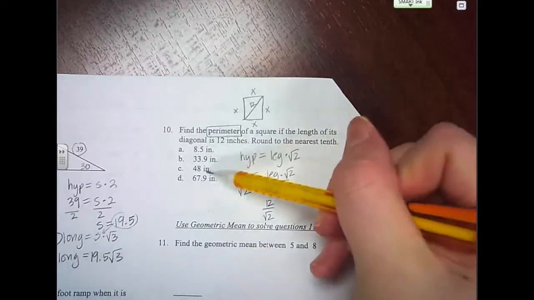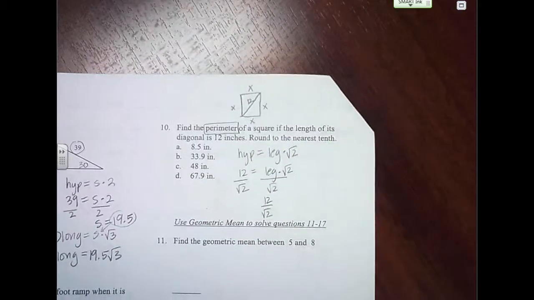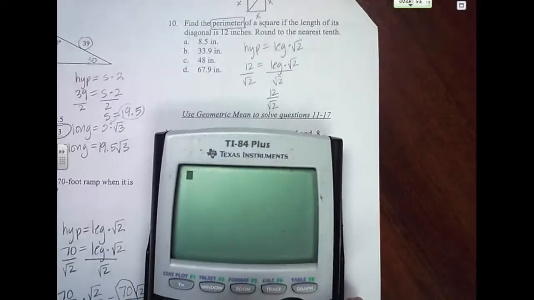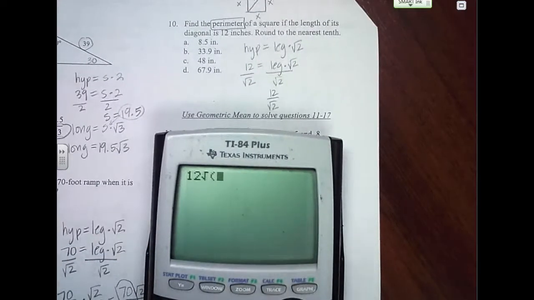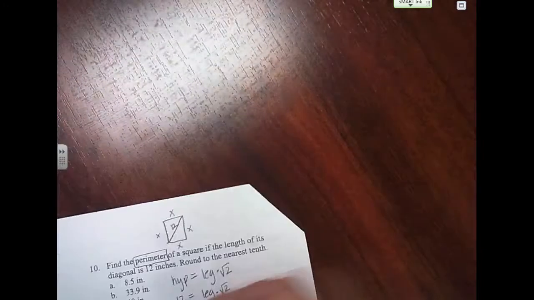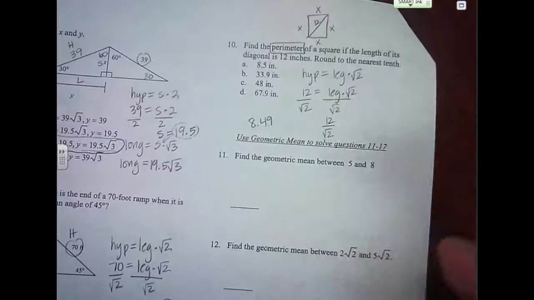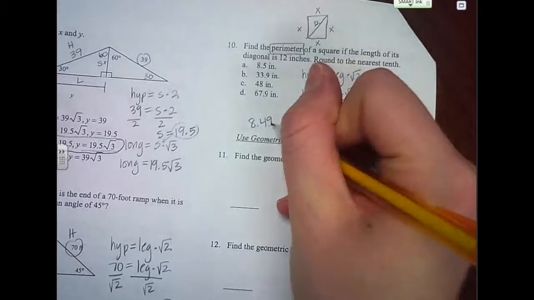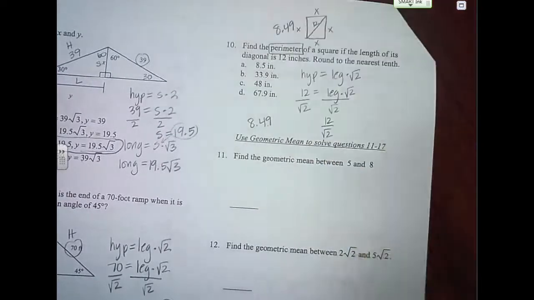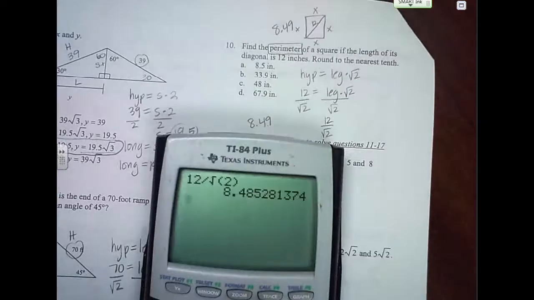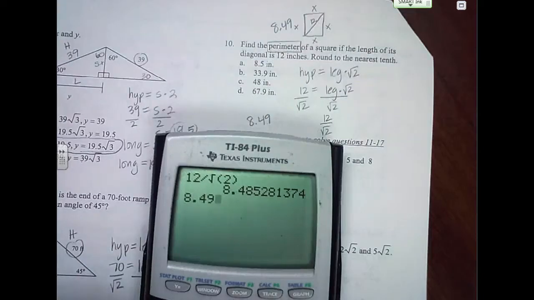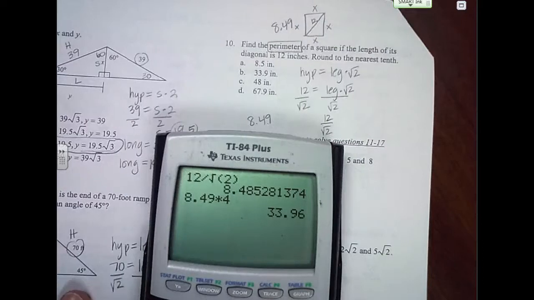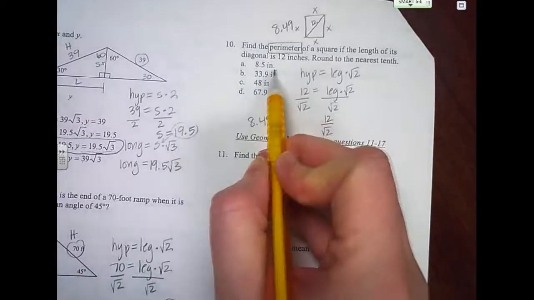Now these are decimal answers, so I'm going to put that in my calculator. I believe on the test we did not do this, so I'm going to show you both ways here. So 12 divided by square root 2 is 8.49, we'll say. That's one of the sides of the square. In order to find perimeter, we would take that 8.49 and multiply it by 4, or you can add it 4 times. So I got 33.9, so it would be B.